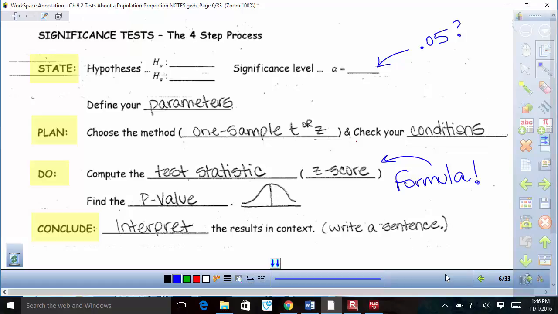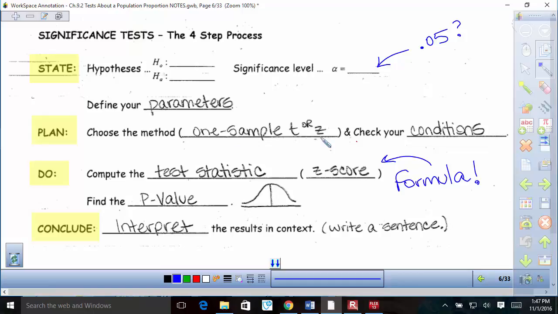In the state part, you're writing your H0 and your Ha, whatever they may be for the problem, and your significance level. Sometimes they'll give you a significance level, most of the time. If not, then it's 0.05. Define your parameters. That just means what is the problem about. It's either going to be a 1 sample T or a 1 sample Z.